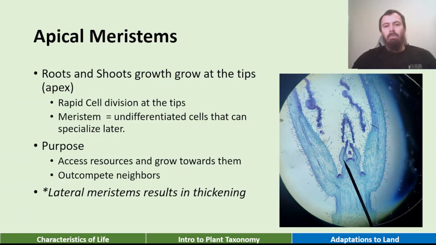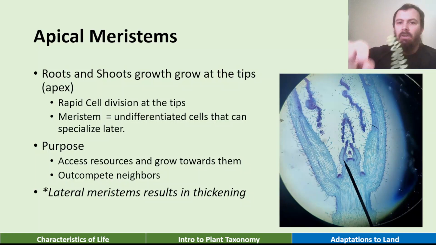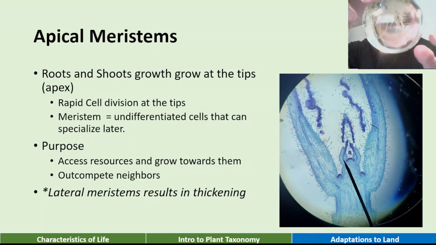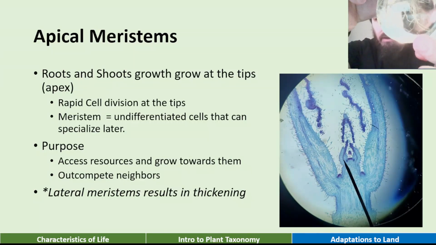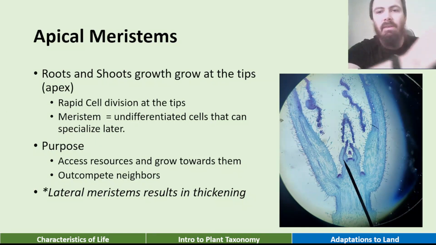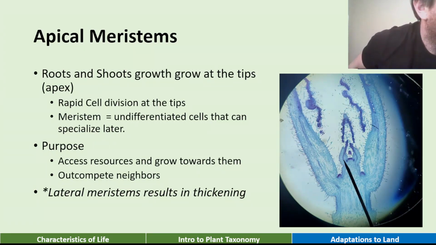Then we have apical meristem. This means that you're growing from the tips. So here's the tip of this little leaf from my fern. It's going to grow from the tip out. Same thing for the roots. Let's see if I can show you this here. You can see all these little roots in here. These roots are going to grow from the tip outward, right? That's apical meristem, so they're growing from the apex of the shoot or the root.